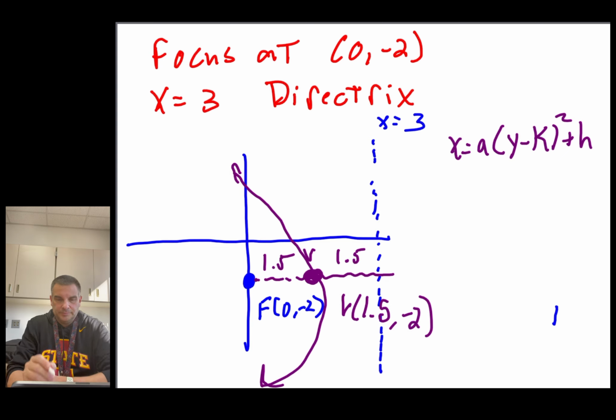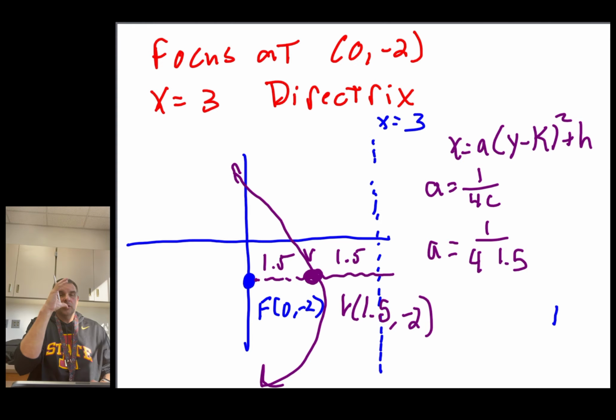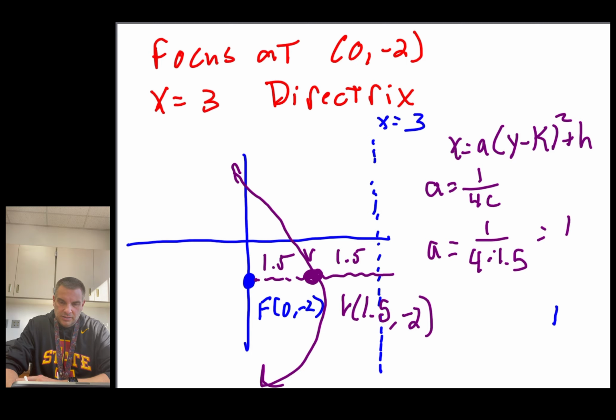I need my a value. A is going to be 1 over 4c. So a is going to be 1 over 4. My c value is 1.5. Notice which way this is opening. It's opening in that direction. So since it's opening in that direction, it's going to be negative. So we have to take it times negative. So 1 over, so 4 times 1.5, it's 6. So -1/6 is my a value.